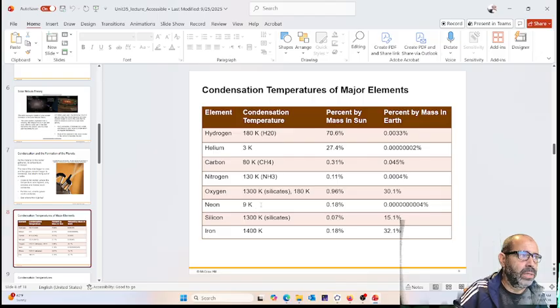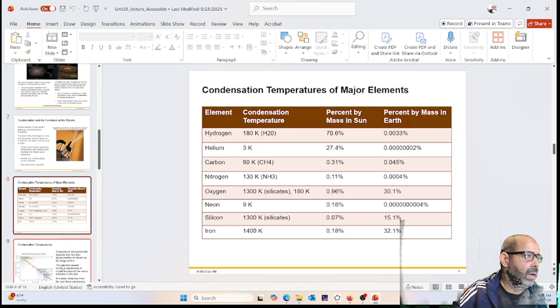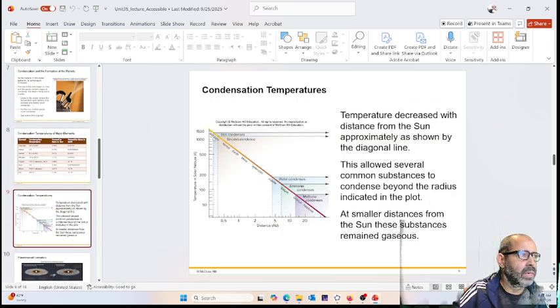Neon, as I mentioned, is at a very low temperature. Silicon and oxygen form silicates. That's basically the different forms of oxides of silicon. And then you have iron around 1,400 Kelvin. Note the temperature. This is in conformity with the way that the planets are lined up.